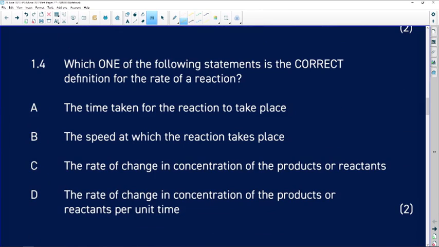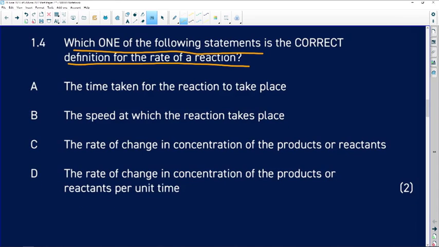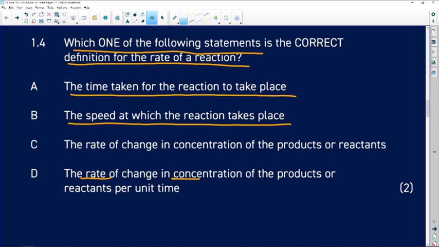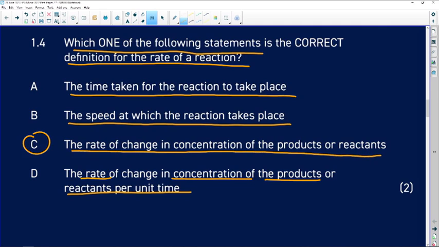1.4, which one of the following statements is the correct definition of the rate of reaction? All right, so we are looking for a correct definition for the rate of reaction. If it says the time taken for the reaction to take place, that cannot be the definition for the rate of reaction. The speed at which the reaction takes place, that cannot be correct. If we look at C and D now, there's something wrong with D, because in D we have the rate of the change in the concentration of the products or the reactants per unit time. That means the same thing. So the correct answer there will be C, which is the rate of change in concentration of the products or the reactants. So our answer for 1.4 will be C. You get 2 marks for that.